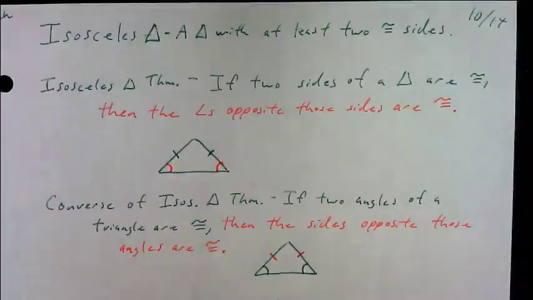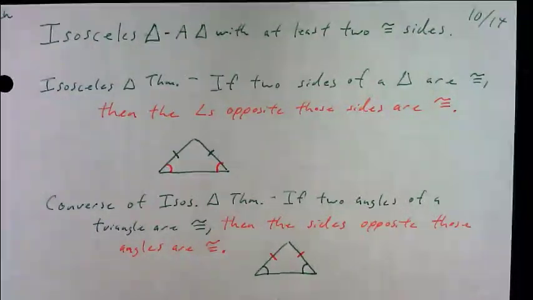Okay, in this section we're talking about isosceles and equilateral triangles. Now, there are certain things that you need to know about them, because not only are we going to be using these properties, but we're also going to be doing lots of proofs in this section. So, the first three things on the board here are the definition of isosceles triangle, the isosceles triangle theorem, and the converse of isosceles triangle theorem.